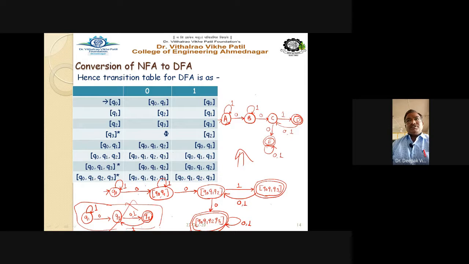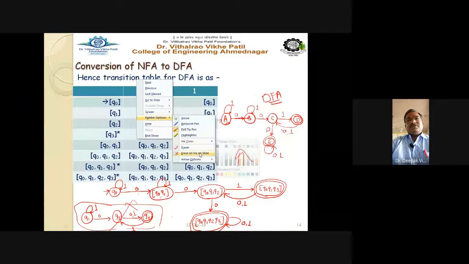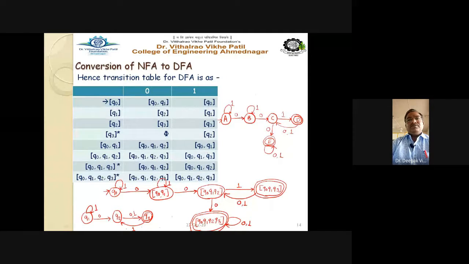The transitions are the same. A on 0 goes to B, A on 1 goes to A only. So only a single transition on the same input symbol. D on 0 goes to C, and D on 1 goes to C, E on 0 and 1 goes to E itself, right? So this is your final deterministic finite automata. Getting this point? Okay. So let us check with another example.